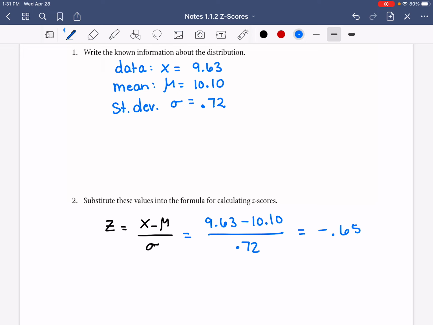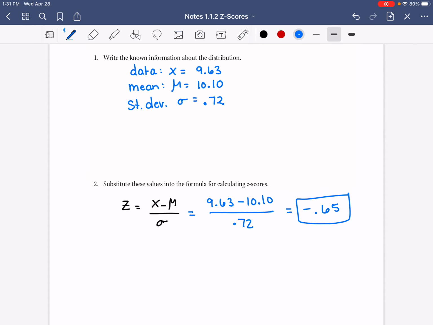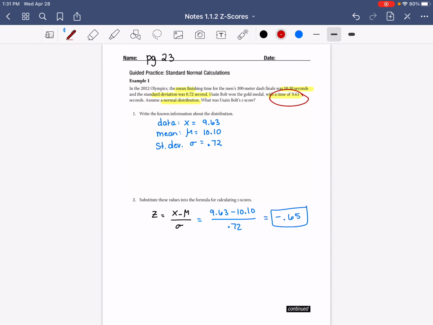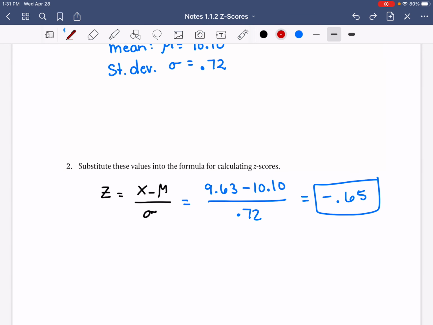So you're always going to want 2 places after the decimal. That's the z-score. That just means how far away it is from the mean. So negative means that it's below the mean. Remember, his time was faster. His standard deviation was 0.72 seconds. He was minus 0.65 standard deviations away from the mean.